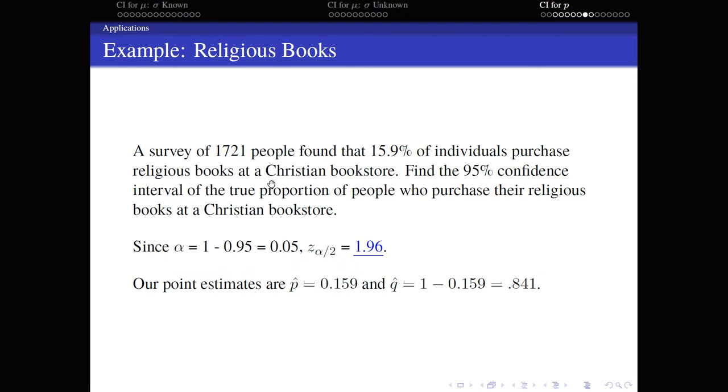So don't miss the forest for the trees here. Don't freak out because you don't have the number of individuals who have a success, because they've already given you the percentage, and that's what you were going to use that number to find anyway.